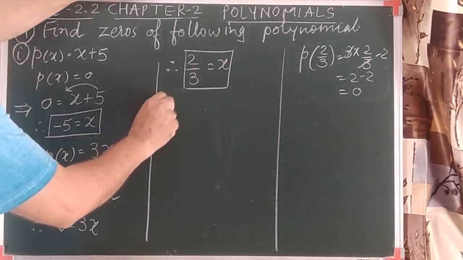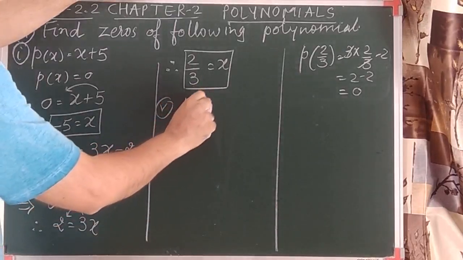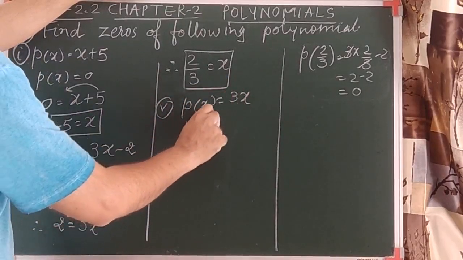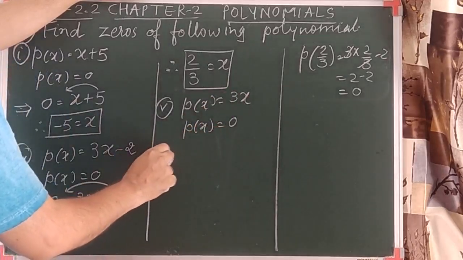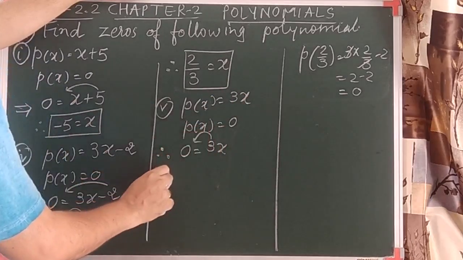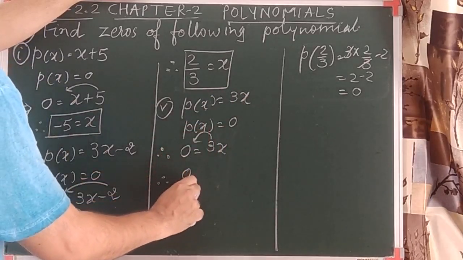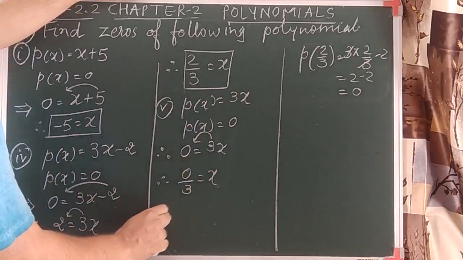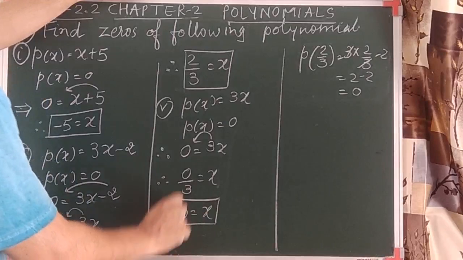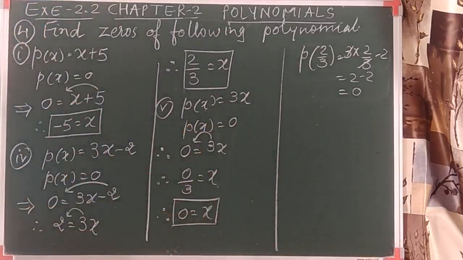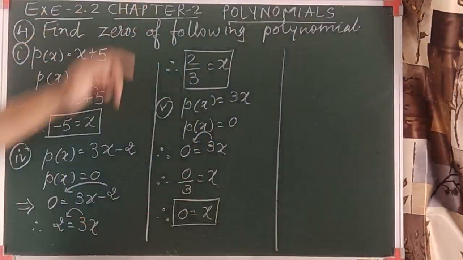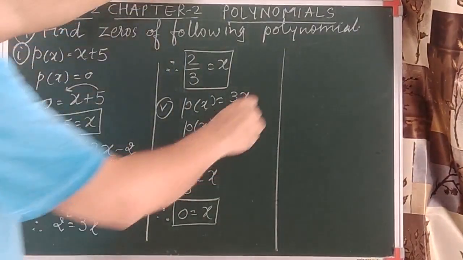Let's do one more question. Polynomial p of x is given 3x. So again we'll consider p of x as 0. So here we'll obtain 0 is equals to 3x. I'll take 3 left hand side. So it comes in the denominator of 0. If denominator of 0 any number, the answer is always 0. So we can say that for this particular polynomial, the value of x is called 0. It's the zeros of the polynomial. I hope you are getting all the sums. Let's do the last sum.